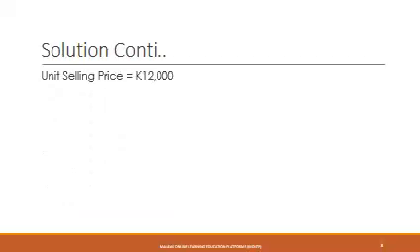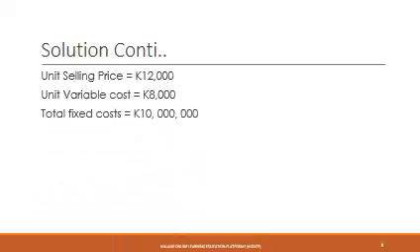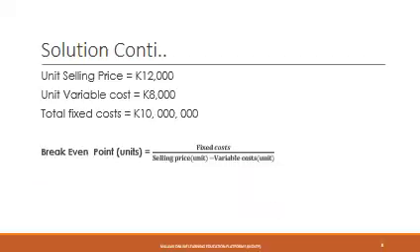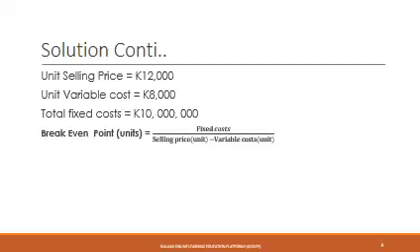Now let us summarize all the information being given in our first question. So we have been given the unit selling price to be 12,000 kwacha per bag, and also the unit variable cost per bag, which is 8,000. And we have also been given the total fixed costs of about 10 million kwacha. And the formula to use is this one, just because we have been asked to calculate the quantity. So it will be total fixed cost divided by selling price per unit minus variable cost per unit. So it's just a matter of substitution.